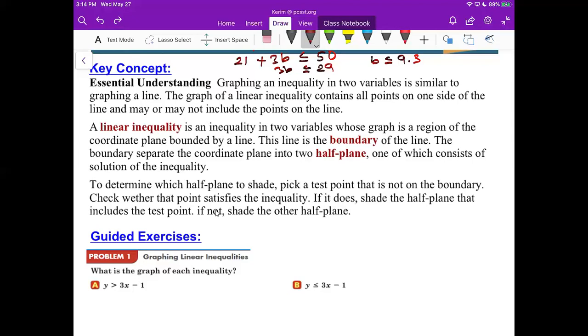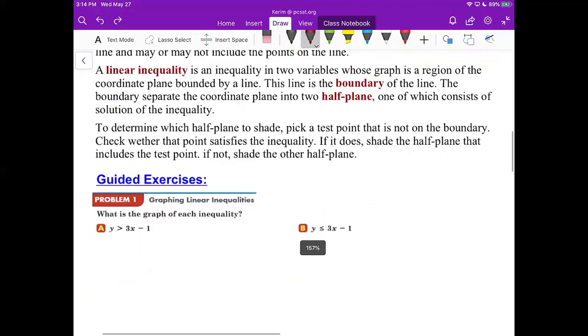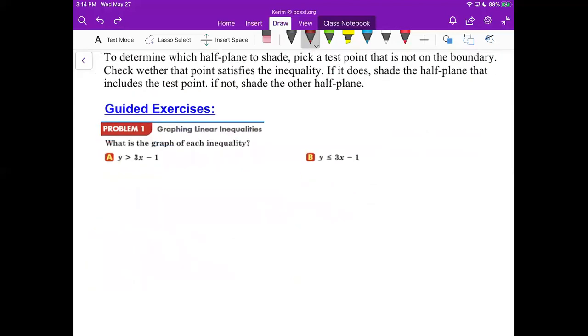Let's look at the first problem. I'm not going to start the core of the lesson right away. First, we're going to focus on how to graph an inequality with two variables. If there is one variable, a straight line, the number line, it's easy. But in this case, we have two variables. If you have two variables, you're going to use a coordinate plane, which means two number lines, one horizontal, one vertical. So problem one says graphing a linear inequality: what is the graph of each inequality?